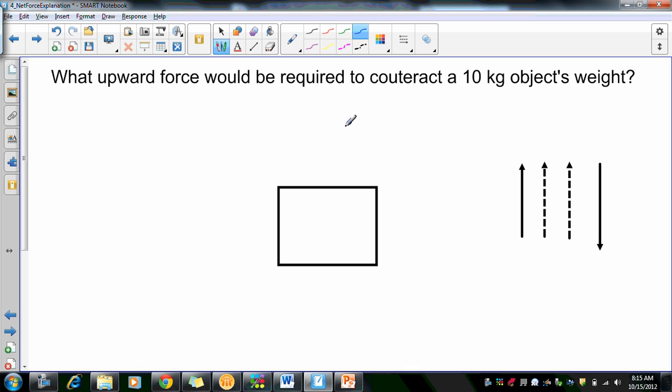What upward force would be required to counteract a 10 kilogram object's weight? So now this is not the weight. Kilograms measures mass. Remember, kiss my mass. So 10 kilograms is the mass, so that goes inside the box. 10 kilograms.